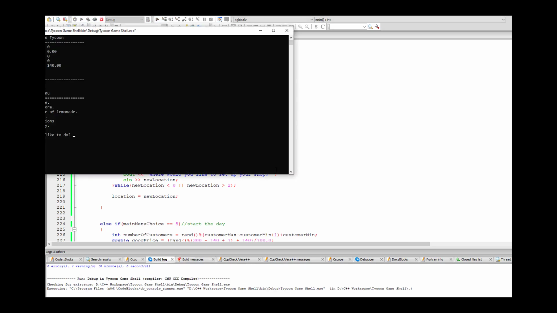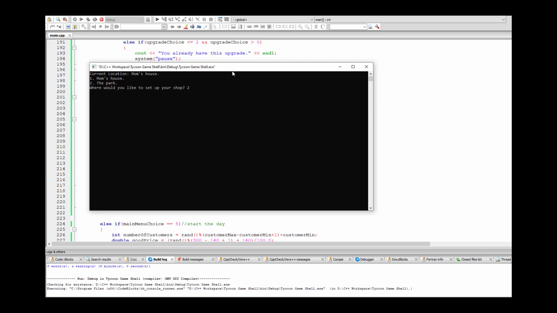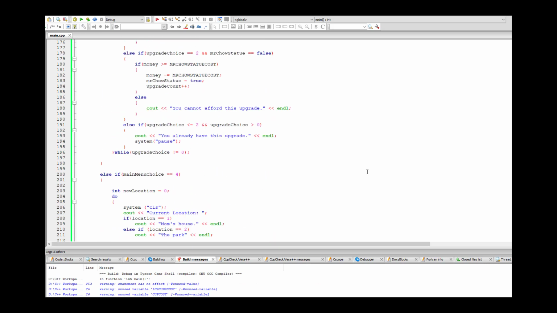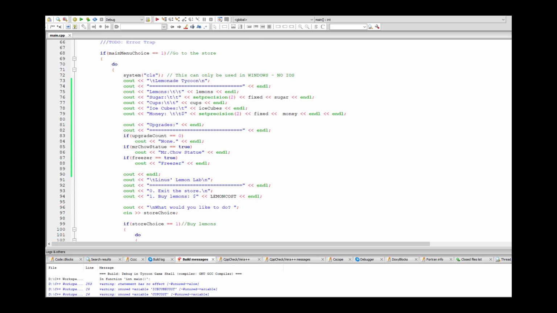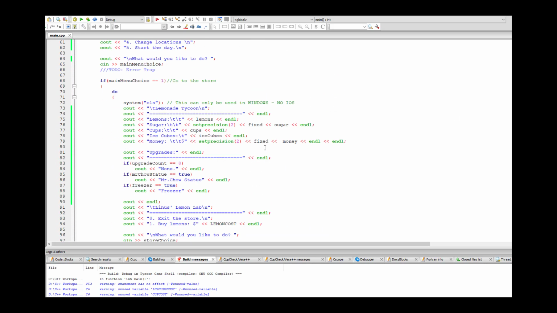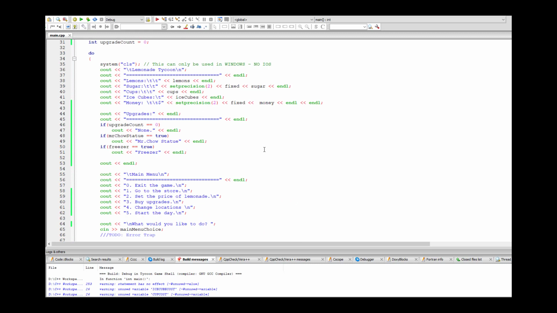All right, so let's go try and change locations. Current location, mom's house. Where would you like to set up shop? So let me push this in here for you. 2. Okay, now change locations. 4. Current location of the park. Where would you like to set up shop? Mom's house. Okay. Now, it would be nice to be able to set things up here, like in the main menu, so people can actually see it.